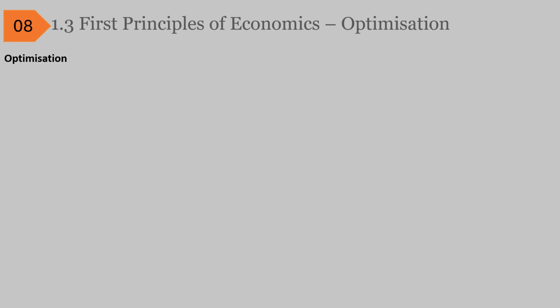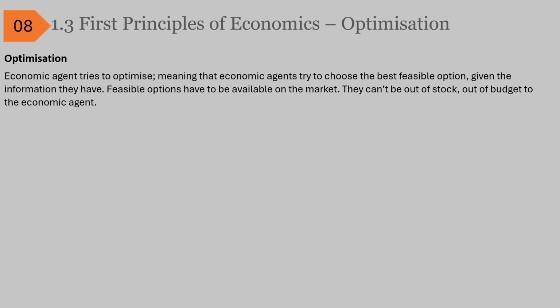Okay, so let's look at optimization in further depth. Optimization is when the economic agent tries to choose the best feasible option given the information they have. By feasible option, we mean that the product or the thing that you're trying to buy, you're trying to optimize, has to be on the market. It can't be out of stock or out of budget for the consumer, i.e. the economic agent. So this is certainly an obvious fact.